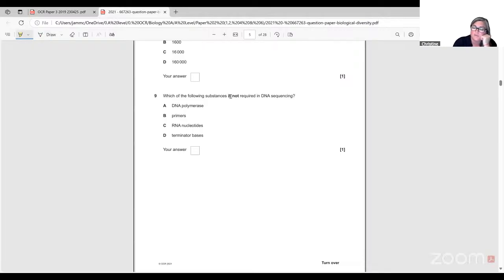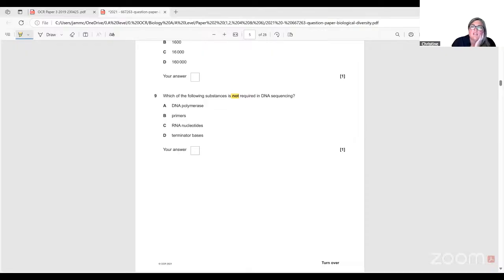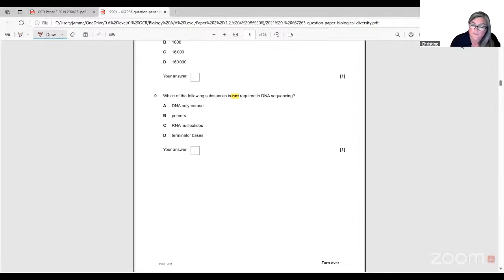Again, it's important that you really look at what they have told you in the question. So it's not. Which one is not required in DNA sequencing? So they're asking the question, what do you know about DNA sequencing? And therefore, what do you know is going to happen? So before I move on, I'm going to first look at what do we know?